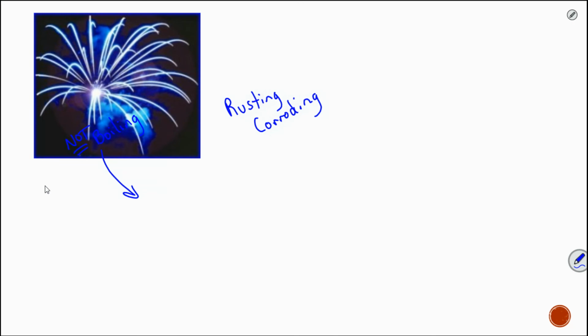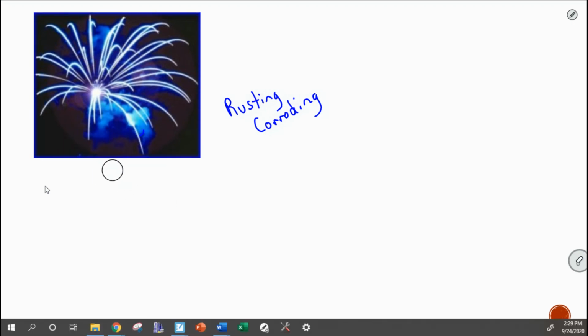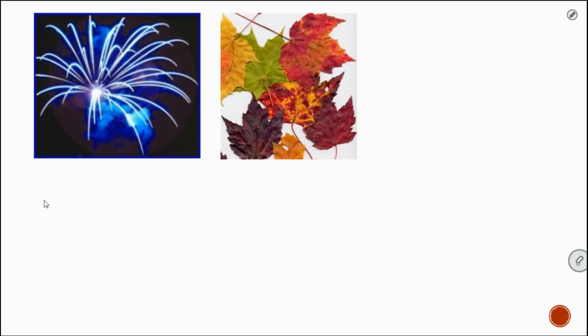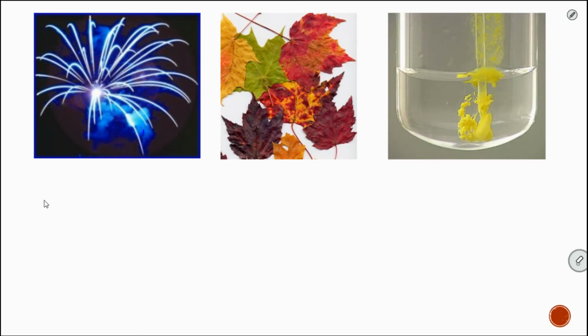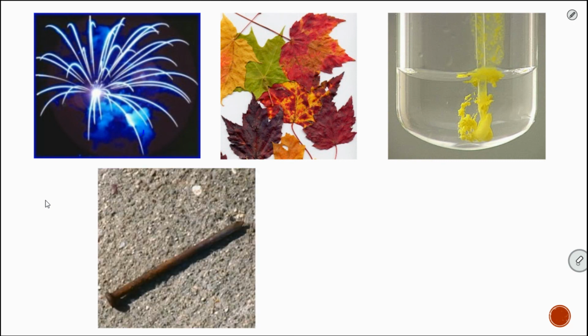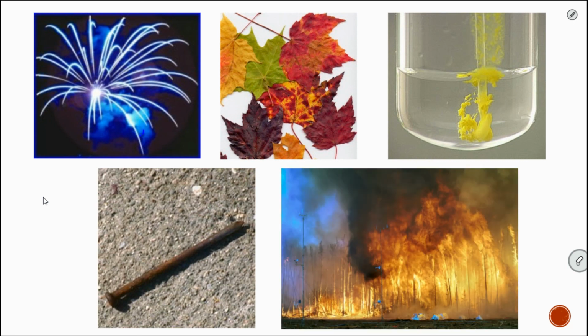So we may see fireworks, and there's lots of heat released there. And there's also light. Light is also produced there. Changing color of leaves. They're decomposing. They're dying. They're changing colors. There's a chemical change. We have a clear liquid being dropped into another clear liquid, and what's produced is a yellow solid. So not only is there a color change, we produce something called a precipitate, which is a solid when you mix two liquids. Rusting nails, or rusting a bicycle. Maybe you've seen that growing up. Combustion or fire, burning, is a sign of a chemical change.